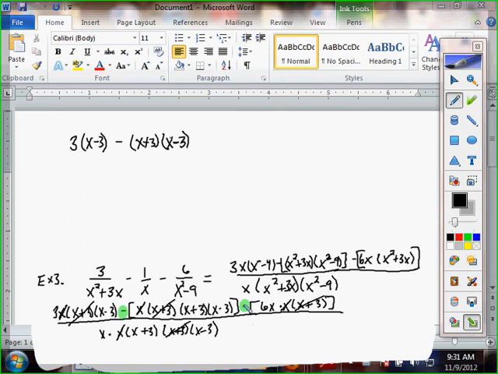And then here I have a minus. What's left here is just going to be a 6x because this all canceled. So minus 6x over x times x plus 3, x minus 3.